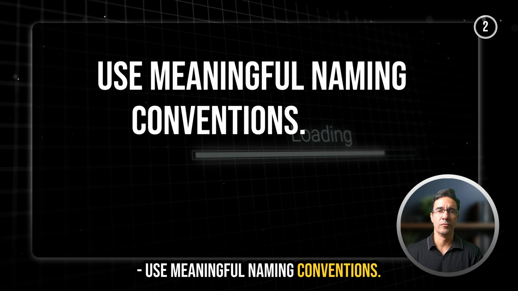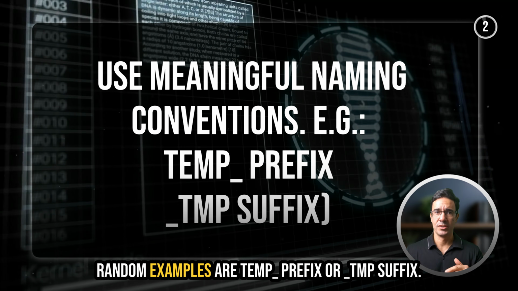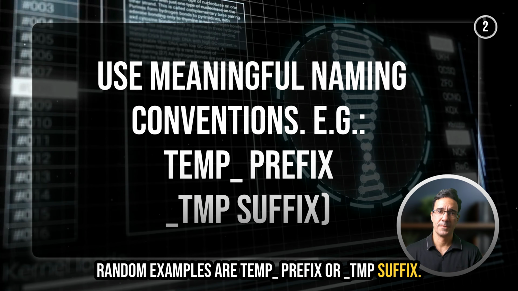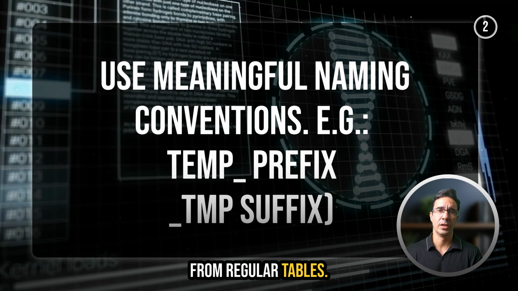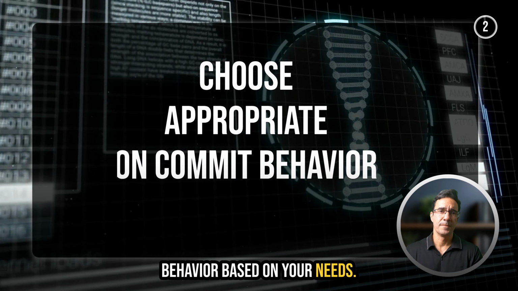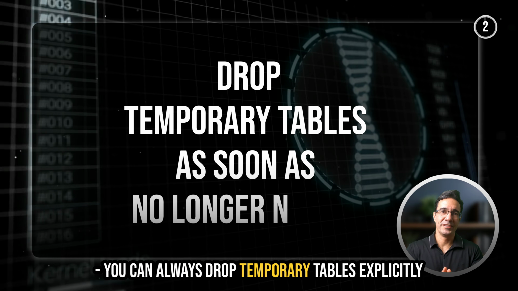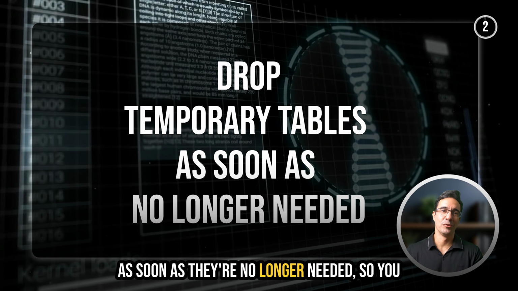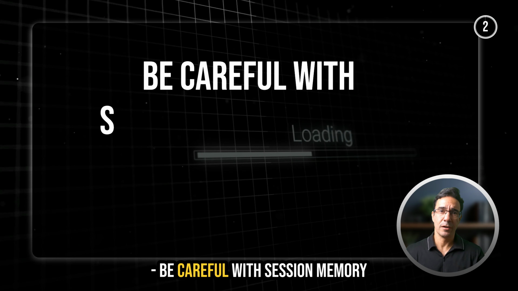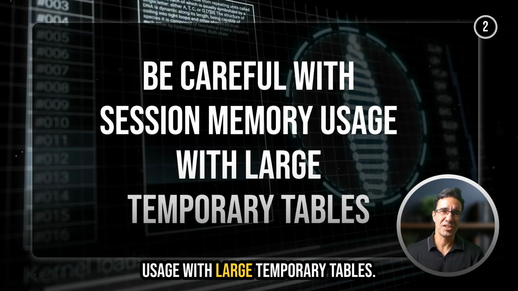Use meaningful naming conventions. Random examples are a temp underscore prefix or an underscore TMP suffix, just to differentiate temporary from regular tables. Choose appropriate ON COMMIT behavior based on your needs. You can always drop temporary tables explicitly as soon as they are no longer needed, so you don't have to wait until the session ends. Be careful with session memory usage with large temporary tables.